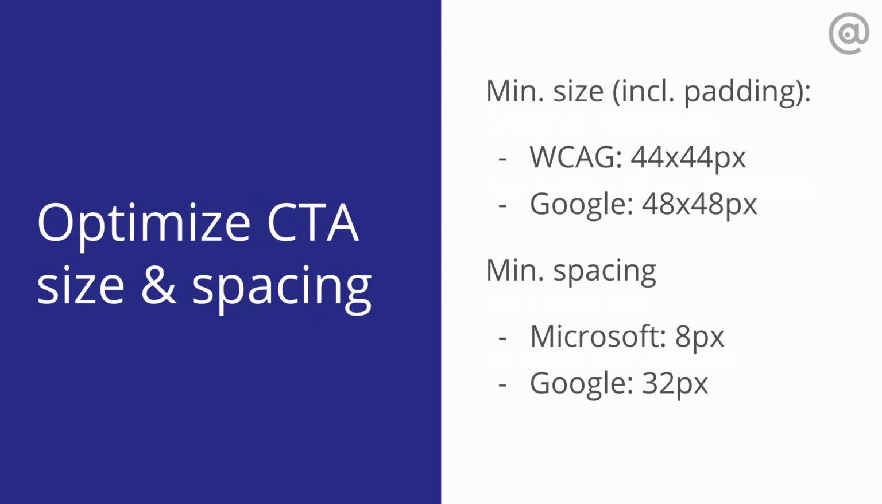According to WCAG, the minimum size for a call to action should be 44 by 44 pixel. Google advises a bit bigger with 48 by 48 pixel. And the minimum spacing, according to Microsoft and Google, should be pretty different, but I agree more with Google.